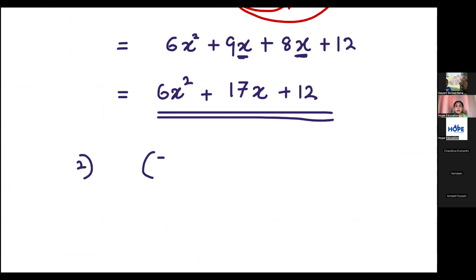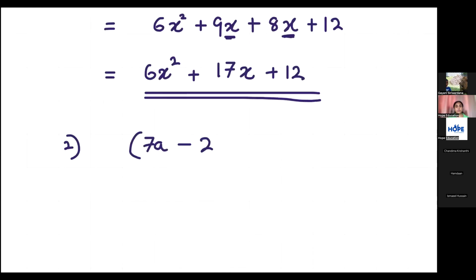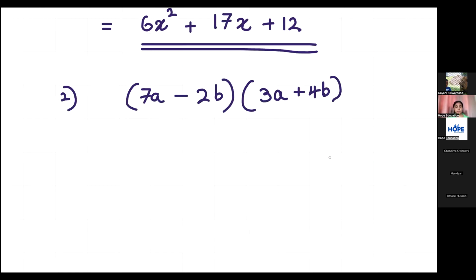7a minus 2b. Let's say 7a minus 2b times 3a plus 4b. Now let's see how we can multiply this one.